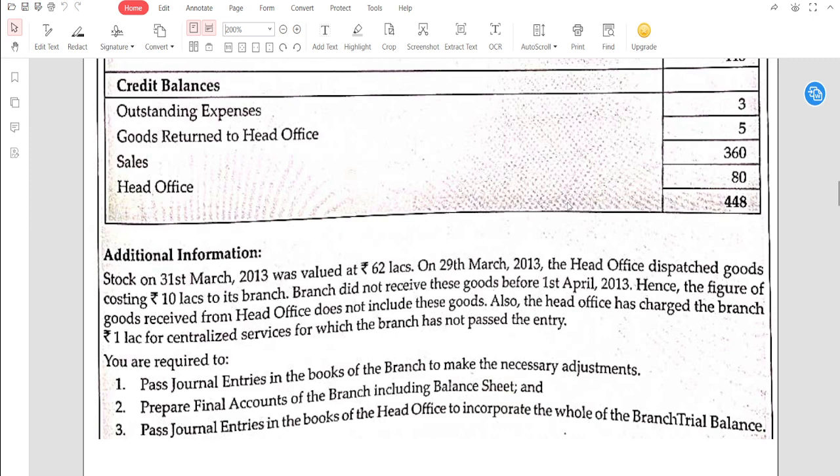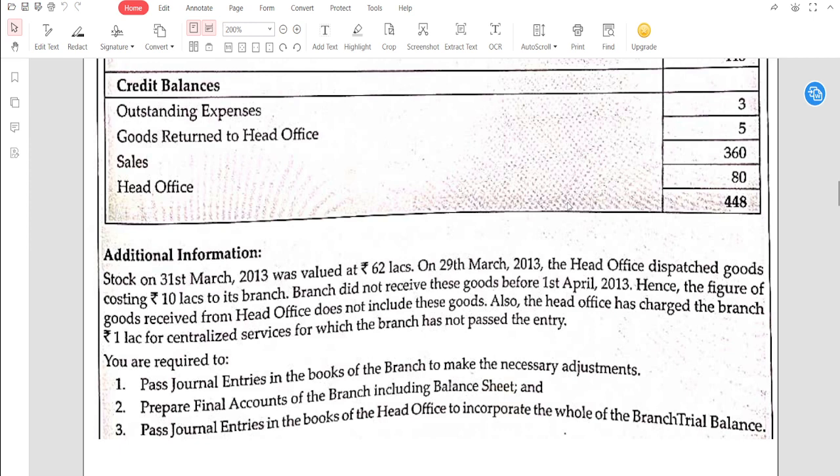So let's discuss this. With respect to this, pass the necessary journal entries in the books of the branch to make the necessary adjustment. So if there is any adjustment, what will be the journal entries? Prepare the final accounts of the branch including balance sheet, and pass the journal entries in the books of the HO to incorporate the whole of the branch trial balance. So they also say that we have to record the journal entries in the books of the HO to incorporate the whole of the trial balance transaction.